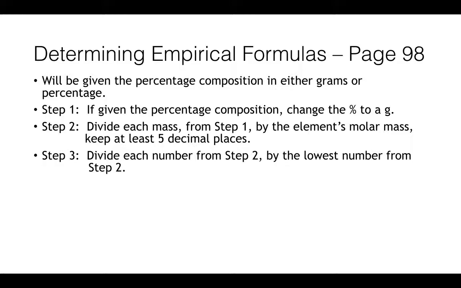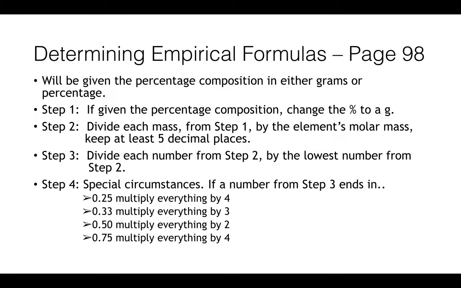Now there are some special circumstances that you have to know. If a number from step 3 ends in 0.25, we're going to multiply everything by 4 in order to give us a round number. If it ends in 0.33, we're going to multiply everything by 3. If it ends in 0.5, we're going to multiply everything by 2. If it ends in 0.75, we're going to multiply everything by 4. The other numbers you can just round, either up or down.